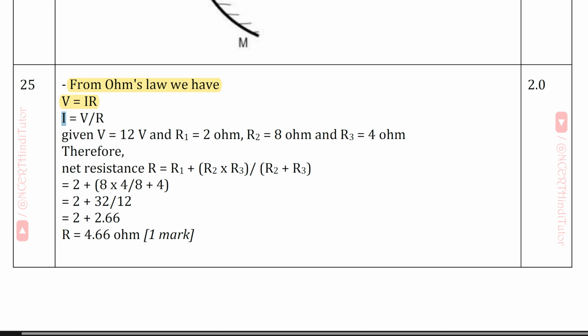So I is equal to V upon R. Given V is equal to 12 volt and R1 is equal to 2 ohm, R2 is equal to 8 ohm, R3 is equal to 4 ohm.